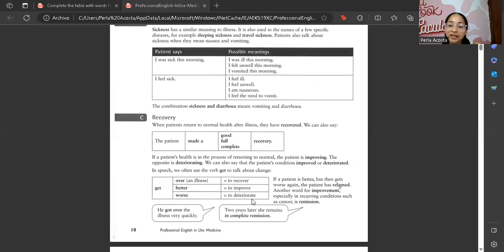And if a patient is better but then gets worse again, the patient has relapsed. Another word for improvement, especially in recurring conditions such as cancer, is remission. He got over the illness very quickly. 2 years later, she remains in complete remission.